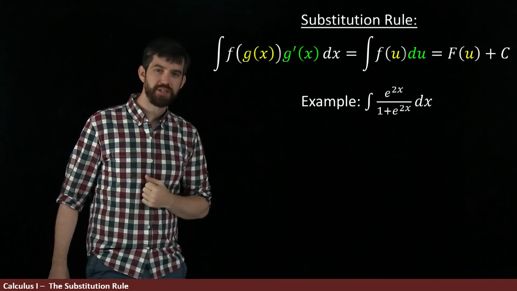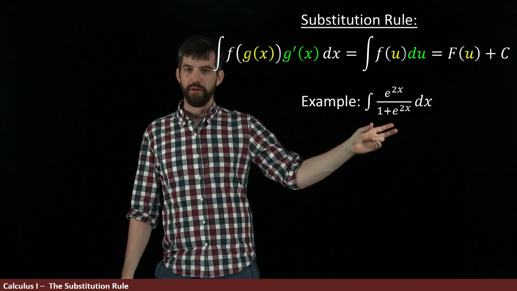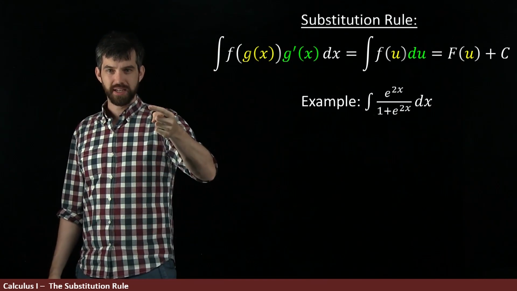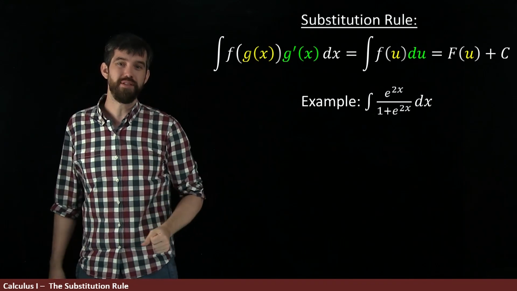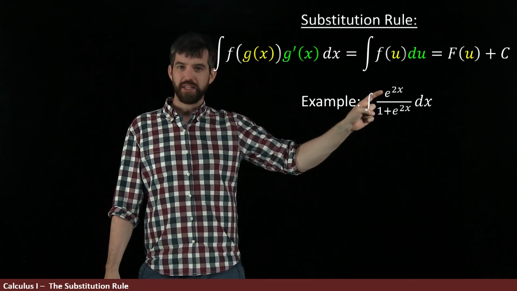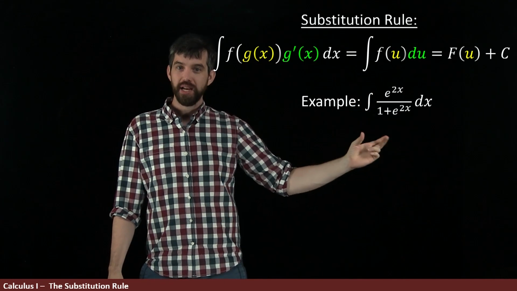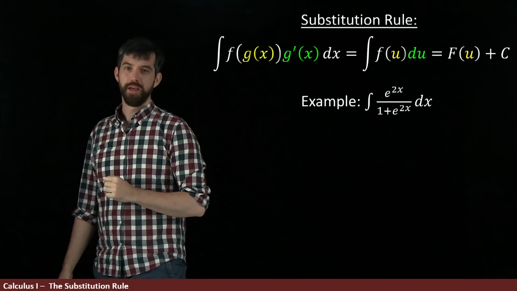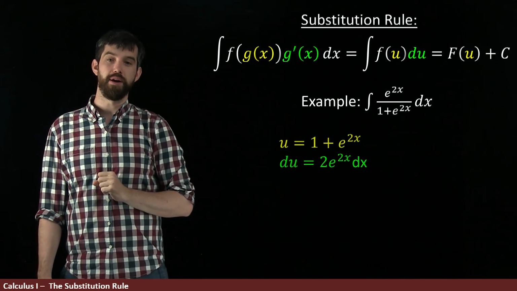Now, one of the things that I can note right off the top is that when I take the derivative of 1 plus e to the 2x, I'm going to get twice e to the 2x. There's this factor of 2 there that's a bit confusing, but it looks like the top here is related, it's off by a factor of 2, but it's related to the derivative of the bottom. So let me experiment with setting u to be that denominator.